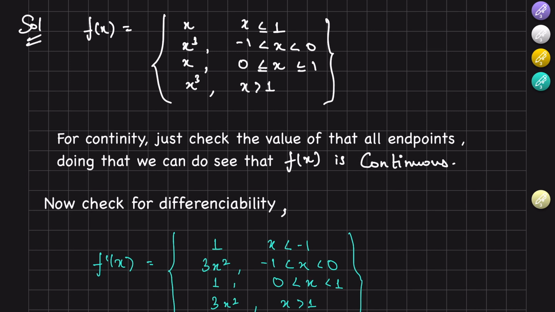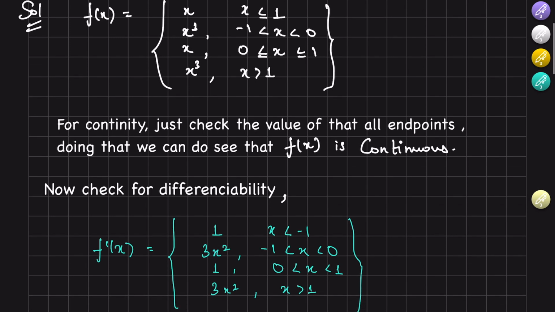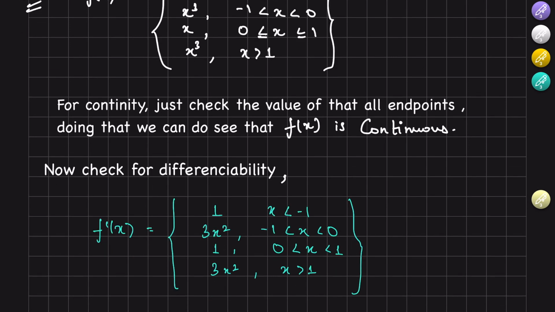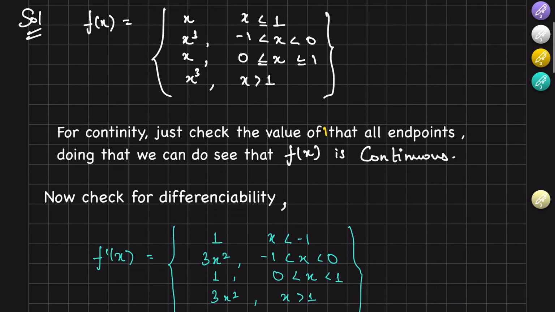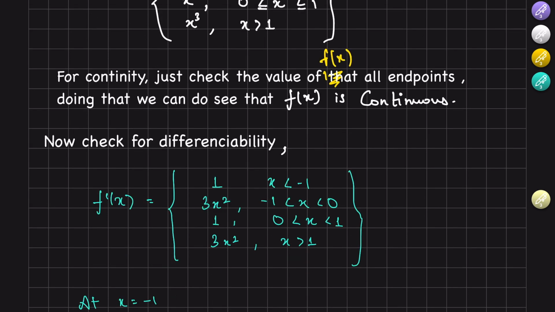Now we have to check for differentiability. But before differentiability, we need to check for continuity. If a function is not continuous, then by default it is not differentiable. This is a property that everyone knows. So for continuity, just check the value of f(x) at all endpoints. Doing that, we can see that f(x) is continuous.